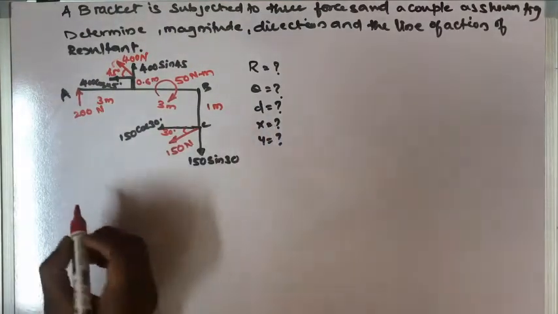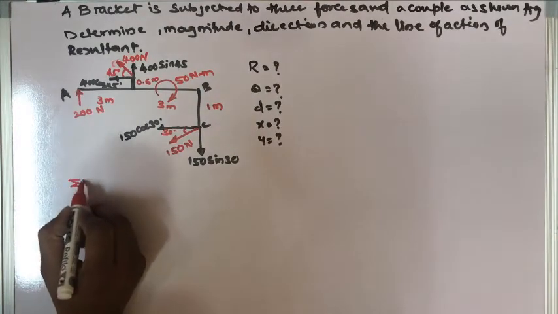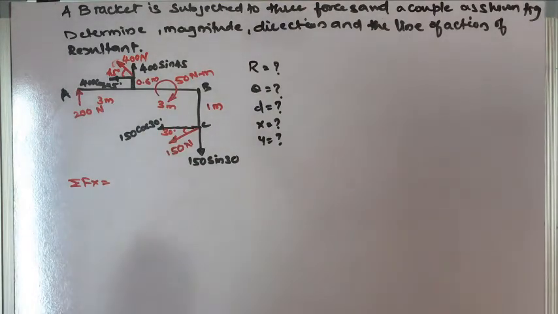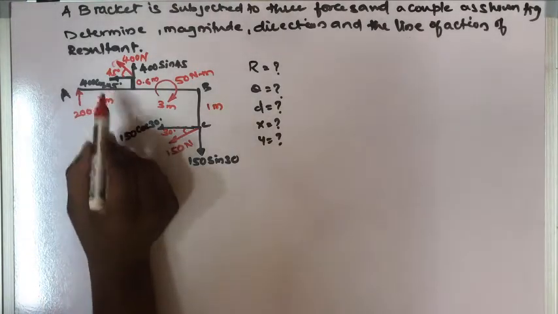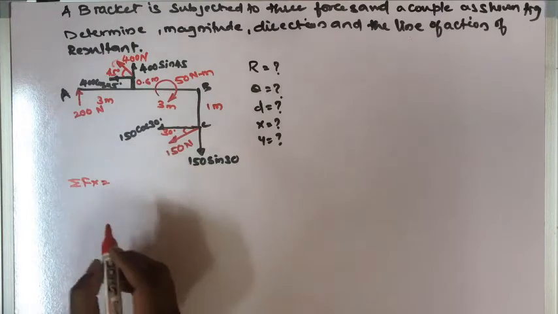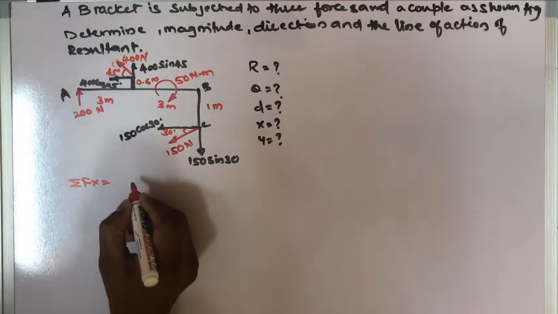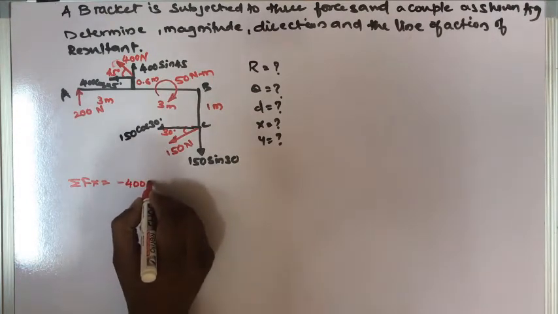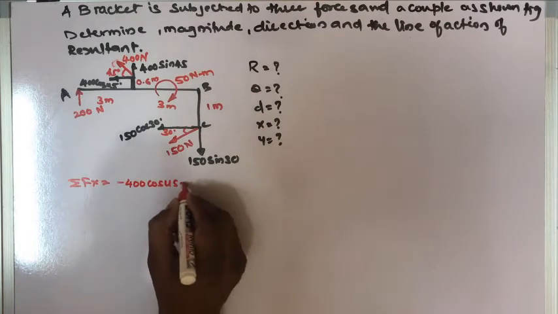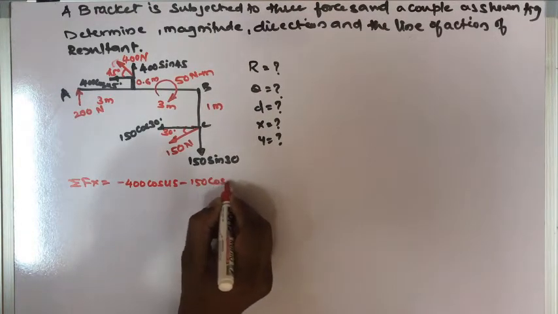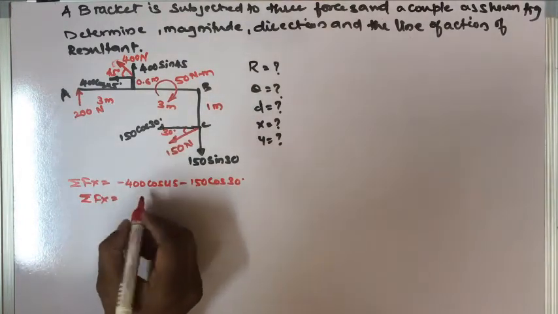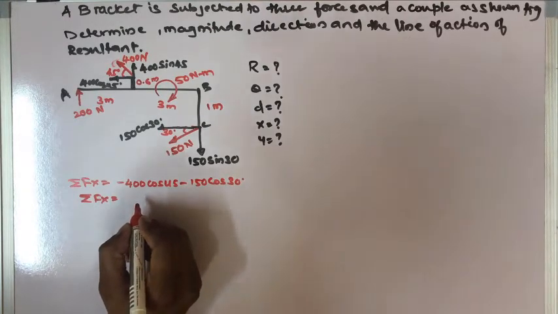For the calculation of R, we can first calculate the summation of Fx, which is nothing but the sum of all the horizontal forces. How many horizontal forces do we have? Two: 400 cos 45 and 150 cos 30. Both are acting towards the left side. So it will be minus 400 cos of 45 degree minus 150 cos of 30 degree. If I calculate, I get summation of Fx equal to minus 412.7.